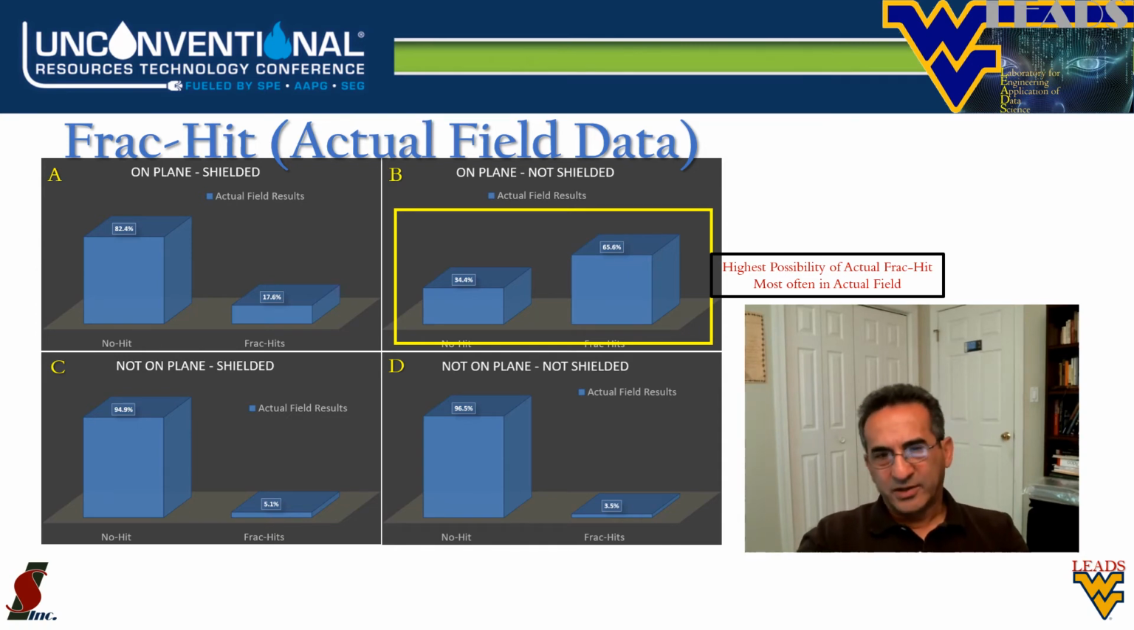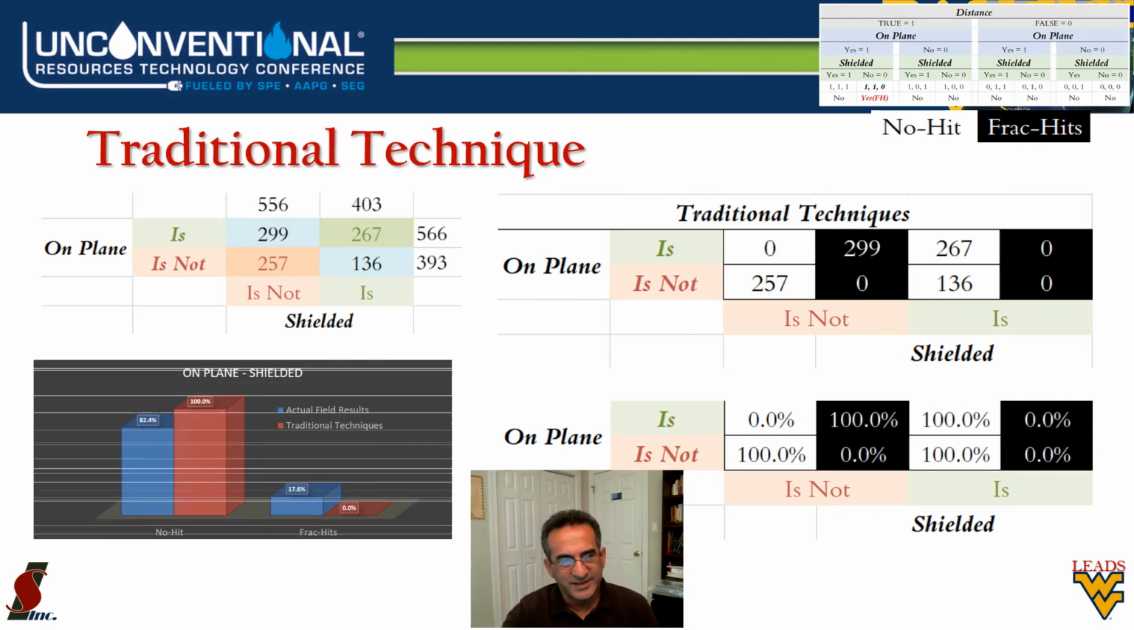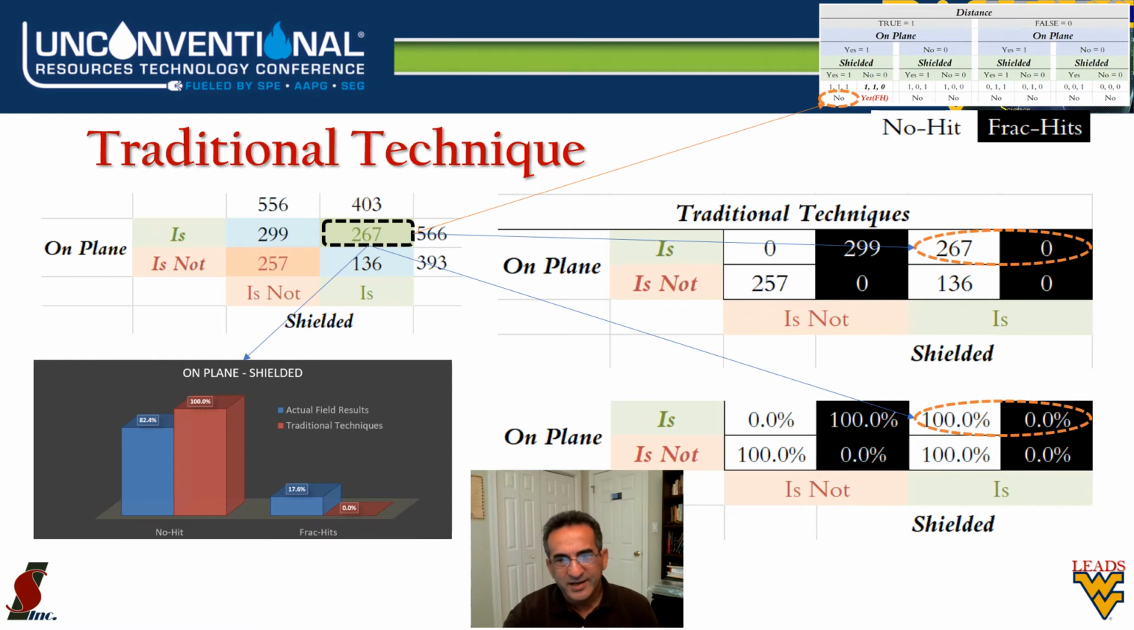So let's see how successful the traditional technique used to make these models is. Here's the case where it is on plane and shielded. And as you can see right here, the conventional technique says there's no FracHit. So it is 100% not FracHit, 0% FracHit. And you can see it's actually wrong by 18%.